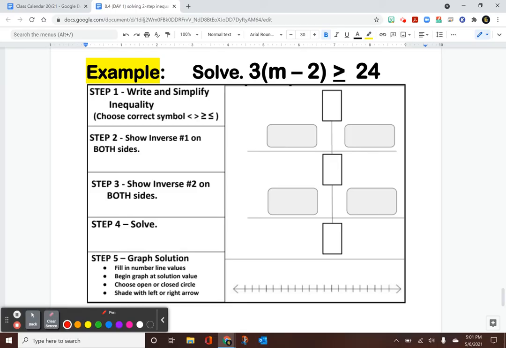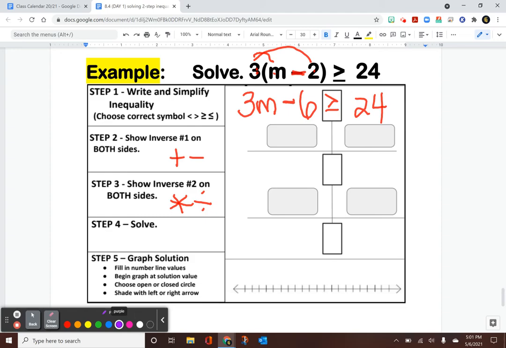Personally, I prefer the distributive property, so I'm going to distribute 3 groups of m, which looks like this, minus 3 groups of 2, which is really just 6. 3 times m, 3 times negative 2, that's how you'll call it next year. And now that my parentheses are gone, I'm ready for inverse number 1, which is the opposite of add, subtract. And then inverse number 2 will be the opposite of multiply or divide.